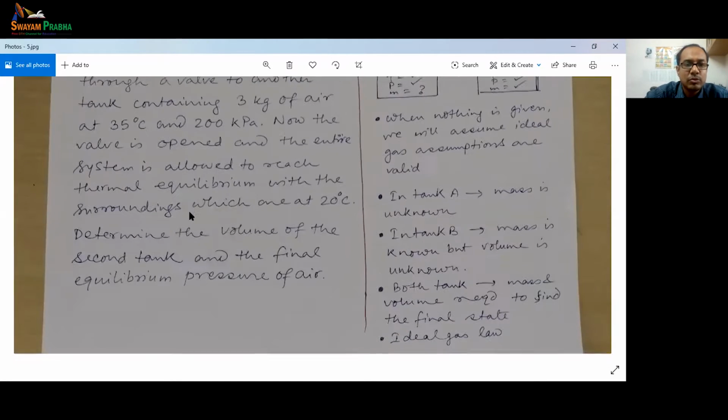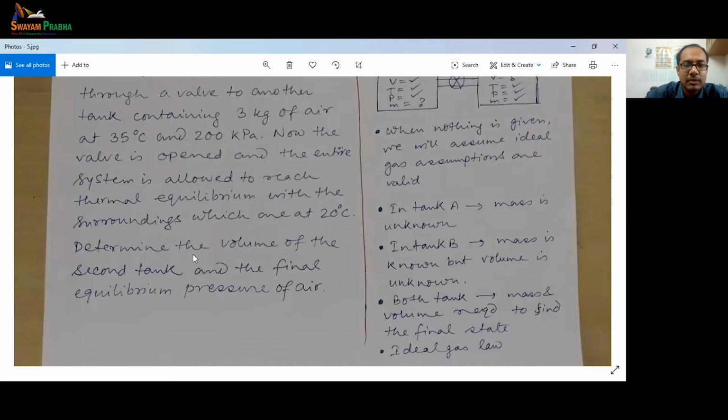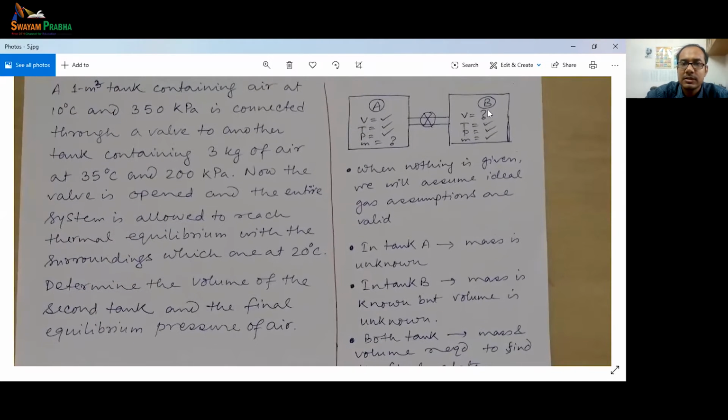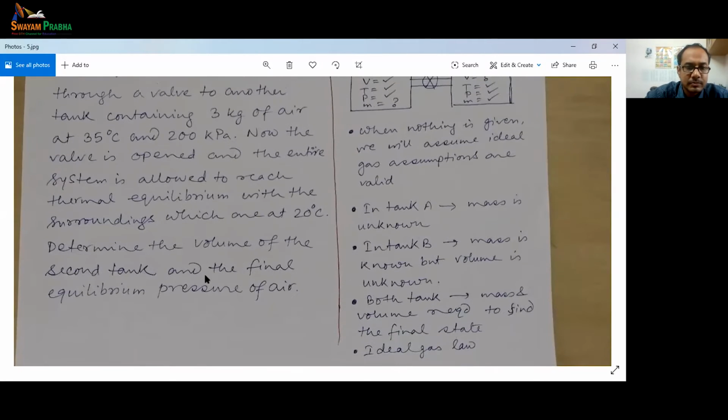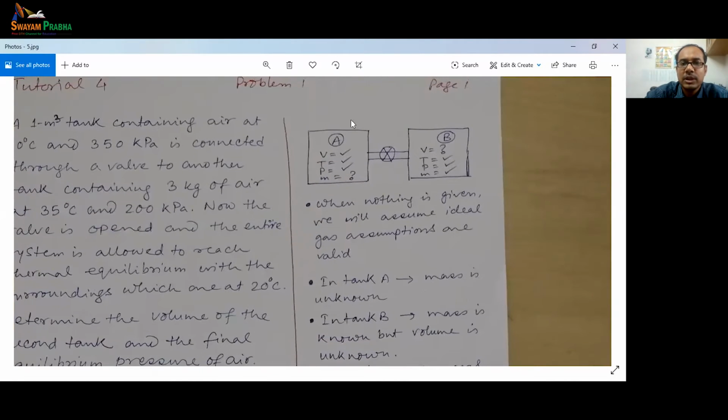Now what you need to do is determine the volume of the second tank, which is not given. You can see it with this question mark. The volume is not known, and that you have to find out. Also you need to find out the final equilibrium pressure. When both the tanks are equilibrated, you need to find the pressure of either tank, or of the whole system.